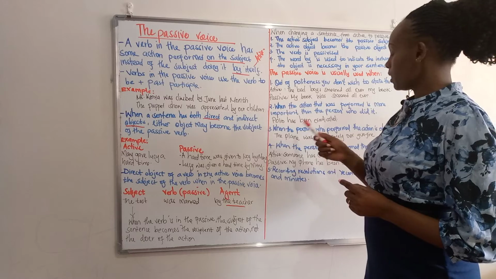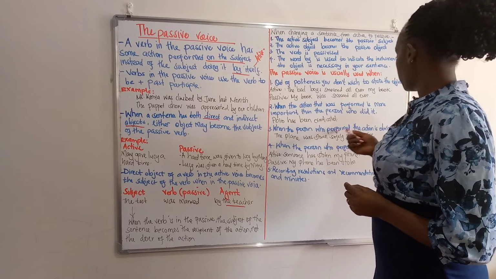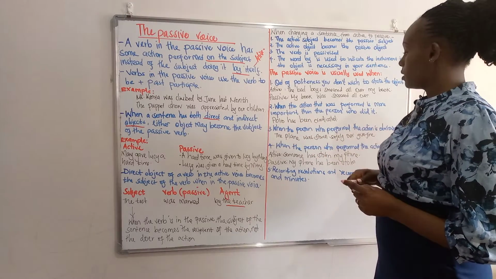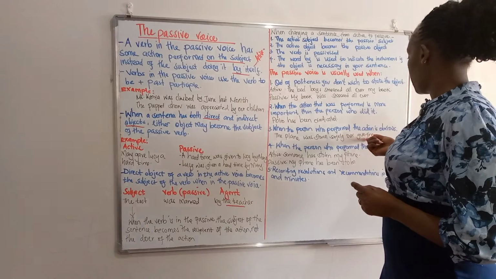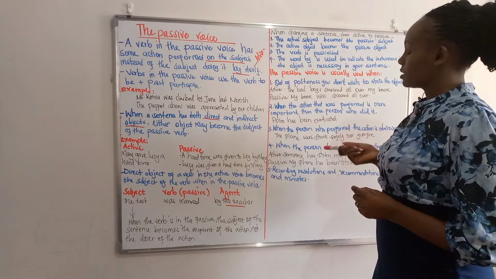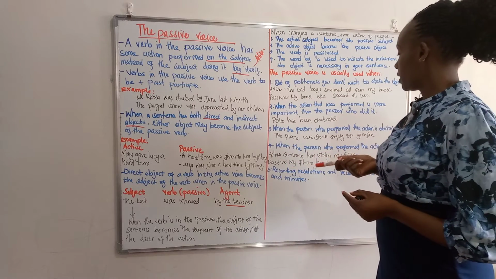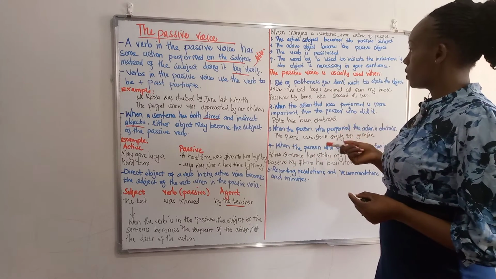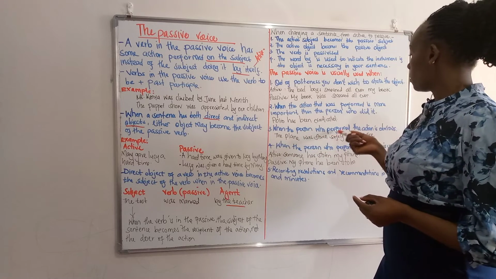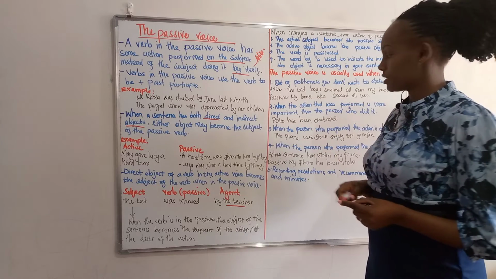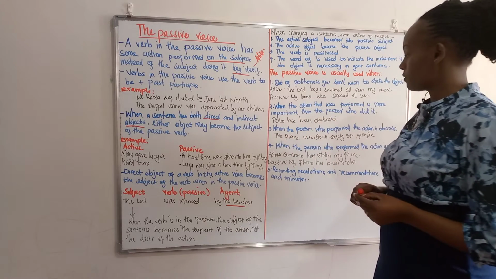3, when the person who performed the action is obvious, we have the plane was flown safely over gunfire, and it is obvious that the person who flew the plane was a pilot, and so passive voice is used when the person who performed the action is obvious. So this sentence is in the passive voice.